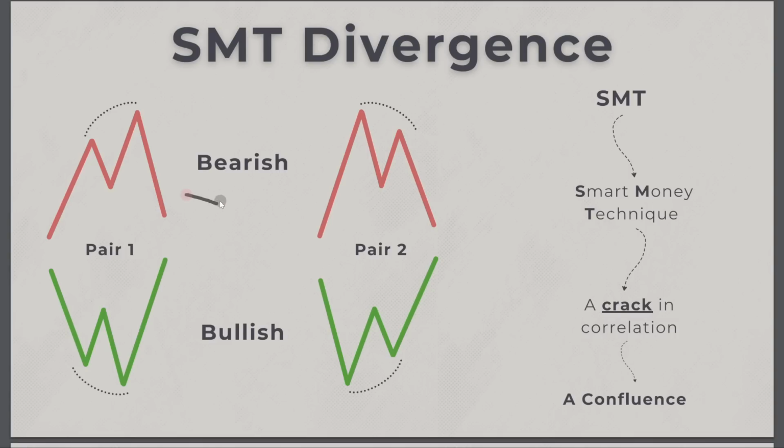Now, an SMT could be bearish or it could be bullish. Taking a look at this one, we have pair 1 and pair 2. So let's say, for instance, we have EU and also GU here, right? So we have EU and GU, a high and a higher high here. Now, GU, or pair 2, should do the same, right? Most of the time. But then in GU, we have a high and a lower high.